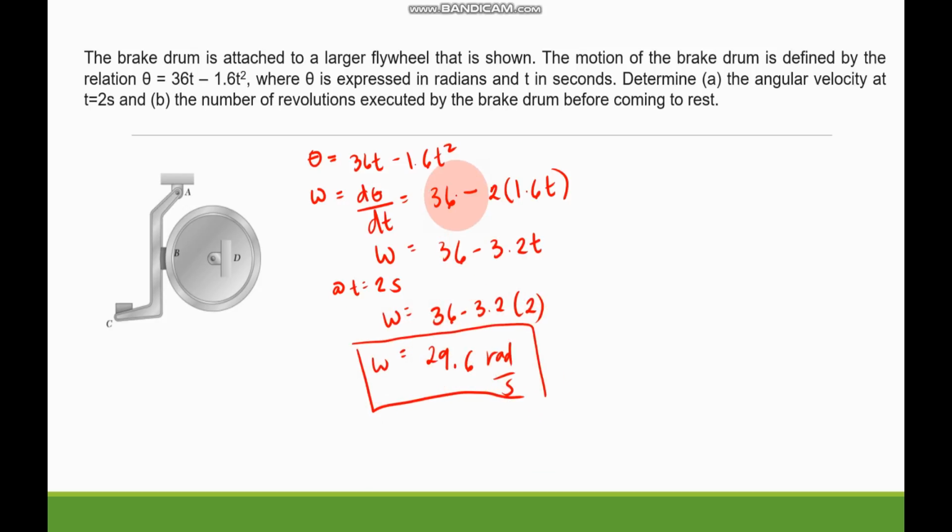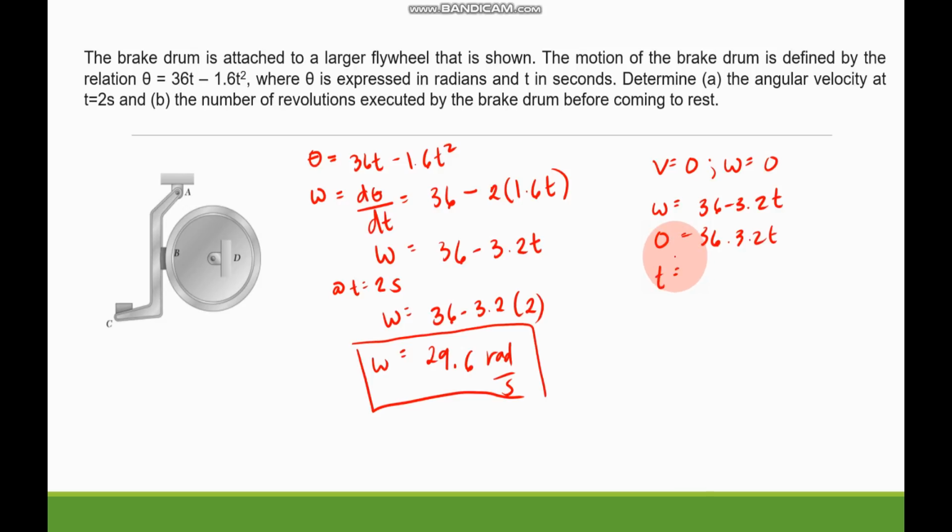For letter B, the number of revolutions executed by the brake drum before coming to rest. So before coming to rest, the velocity is equal to 0 na. So if an object is coming to rest, the velocity will be equal to 0, or our angular velocity is equal to 0. So equate lang natin yung equation natin into 0. So our angular velocity is equal to 36 minus 3.2t. So equate natin siya in 0.